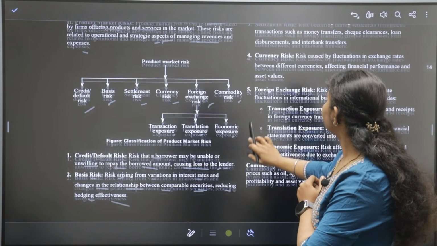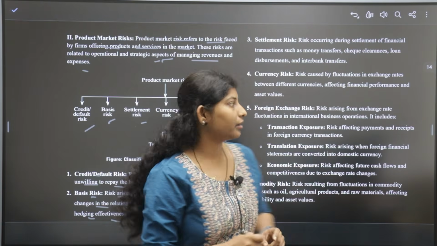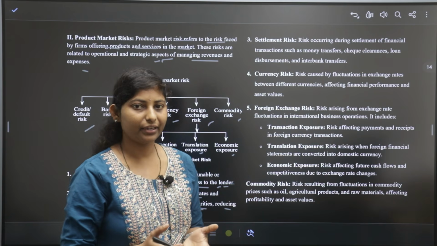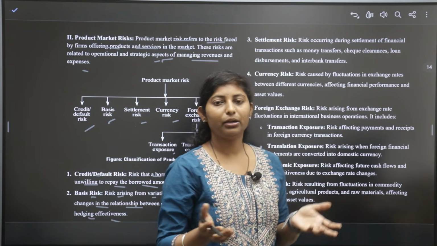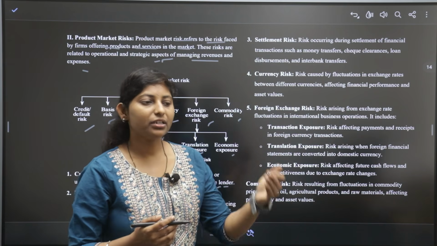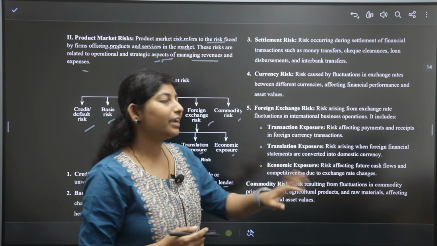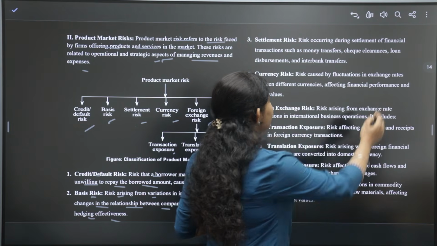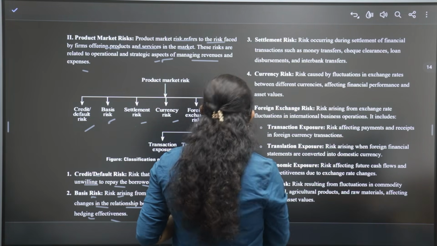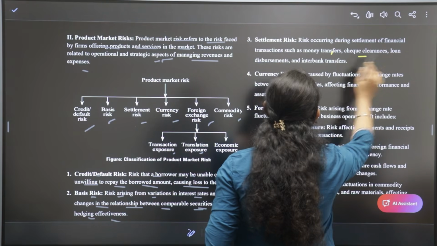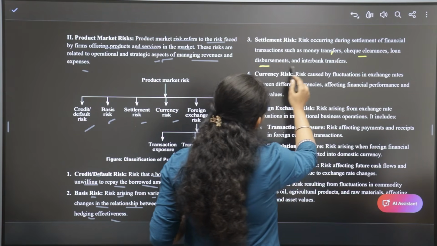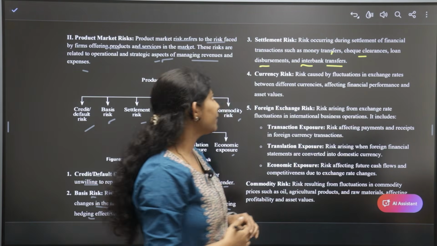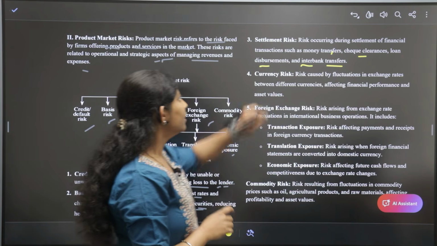Next risk is settlement risk. With settlement risk, at the time of settlement we get some amount less. At the time of settlement the parties are not ready to pay in full, but he is ready to pay half or some amount. That amount we say is settlement, but the other remaining amount we say is settlement risk. The risk occurs due to settlement of financial transactions such as money transfer, check clearance, loan disbursement and interbank transfer. So all those things we face as settlement risk.